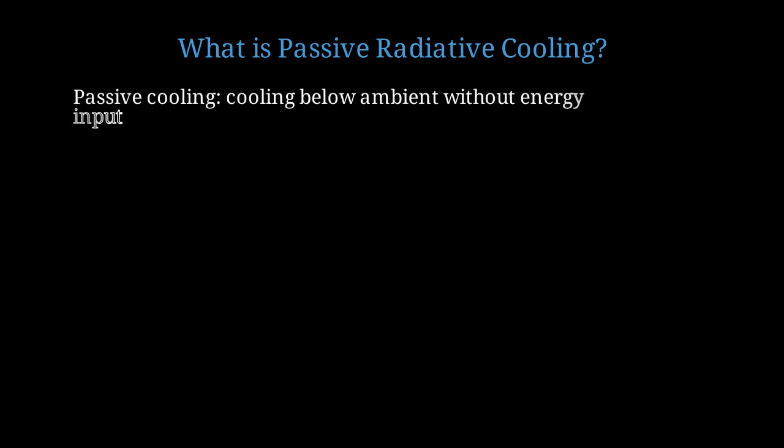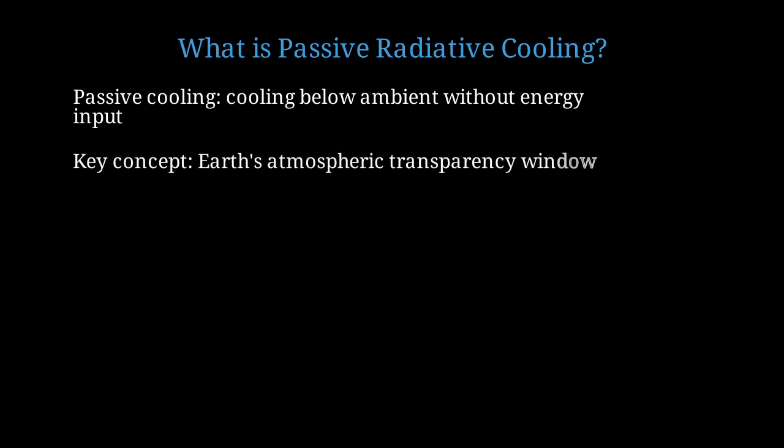Passive radiative cooling is the phenomenon where a surface cools below the ambient air temperature without any energy input, purely through thermal radiation to outer space. This works because Earth's atmosphere has a transparency window between 8 and 13 micrometers wavelength, where infrared radiation can escape directly to space.